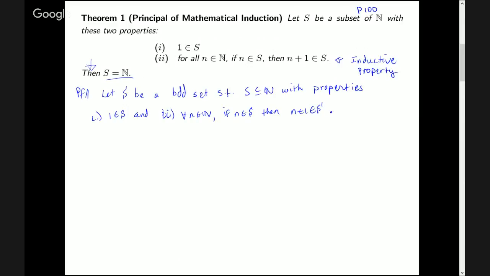So those are my two properties. I want to show that S equals the naturals. How do you show equality of two sets?